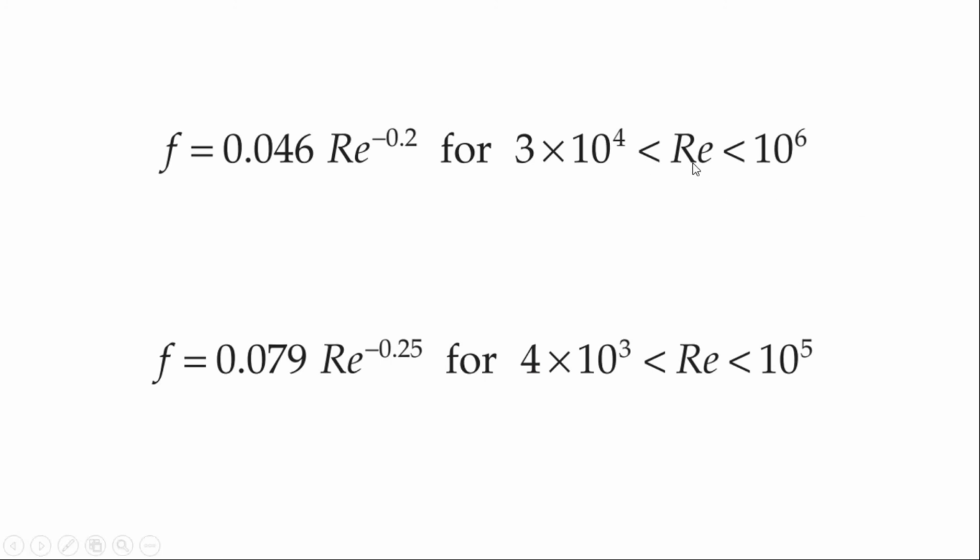So if the value of the Reynolds number is in between this range, we have to use this formula, and we put in the value of the Reynolds number. After that we get the value of the friction factor, and then we put that value in the upper formula that I showed you in the previous slide for the determination of the pressure drop. Similarly, if you are given this range of the Reynolds number, you have to use this formula.